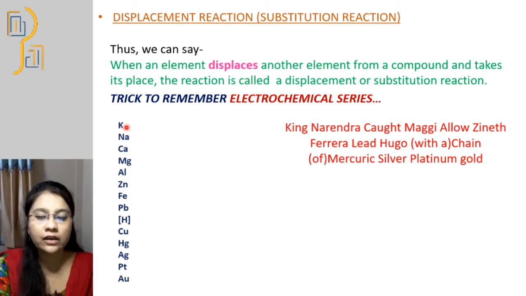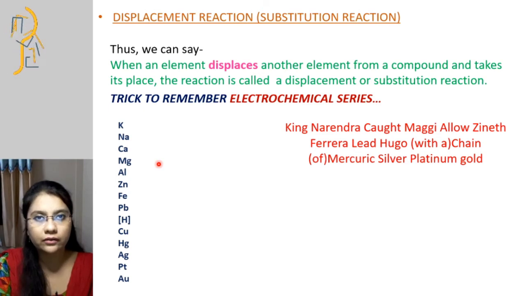Now K here is for potassium, so remember K for king. Na, sodium, that is Narendra. Ca for calcium, it is caught. Like this, all the symbols are represented in this statement. So if you remember this statement, you can easily remember the entire electrochemical series, which will help you to answer your questions.